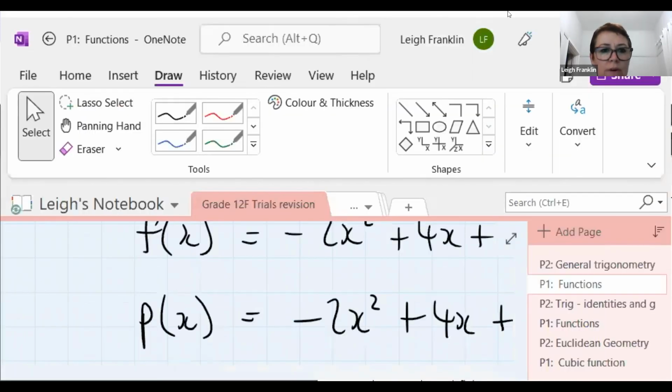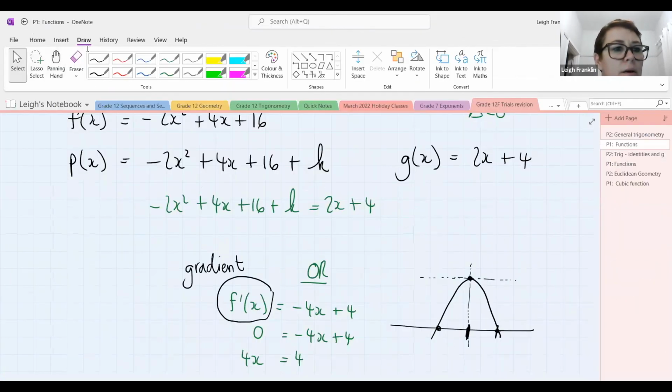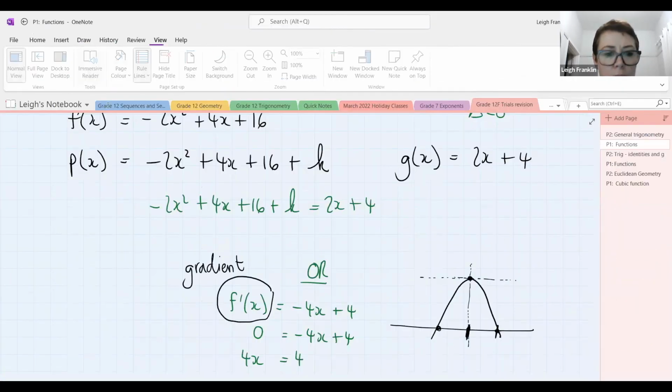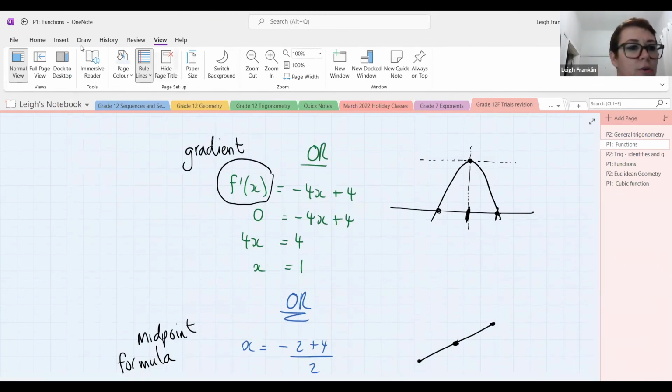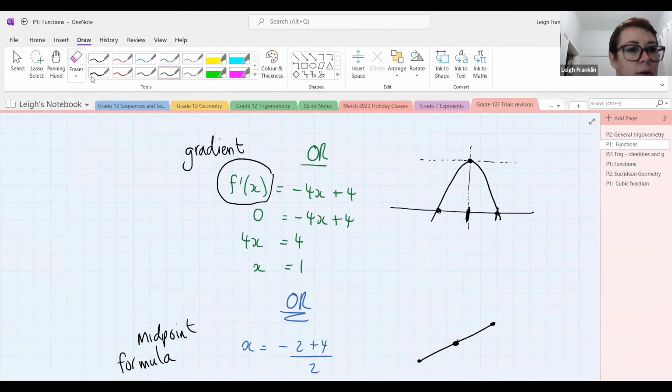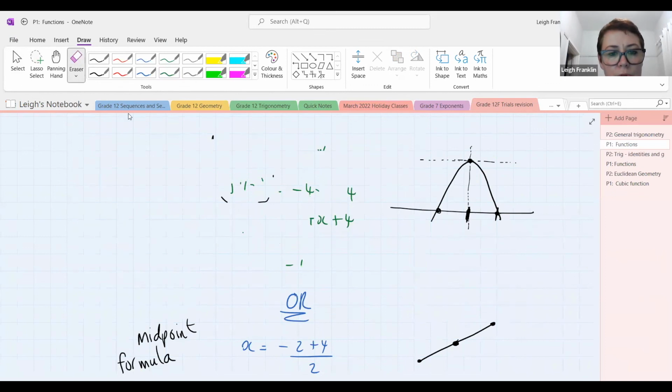Oh gosh, what have I done? Hang on a second. I think I accidentally minimized my screen. Sorry about that. Let's just get rid of all of this stuff.